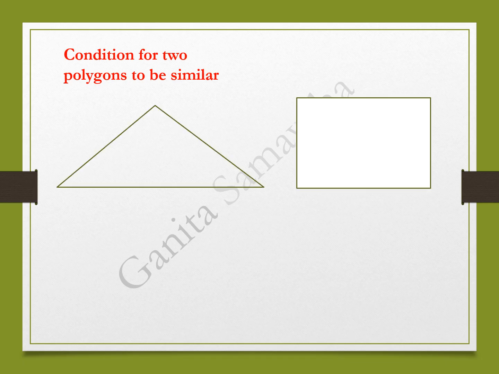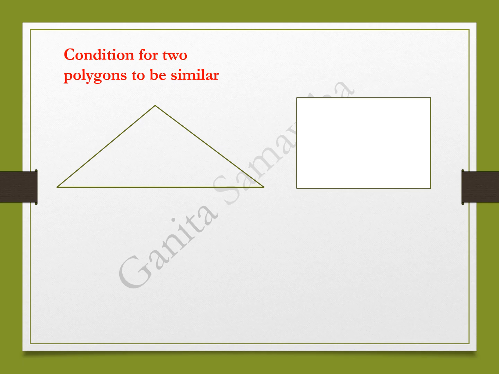What do you see on the screen? A triangle and a square. Can these two polygons be similar? No, not at all. The reason is they do not have the same number of sides. So, when we have to talk about similarity, we have to consider polygons that have the same number of sides.